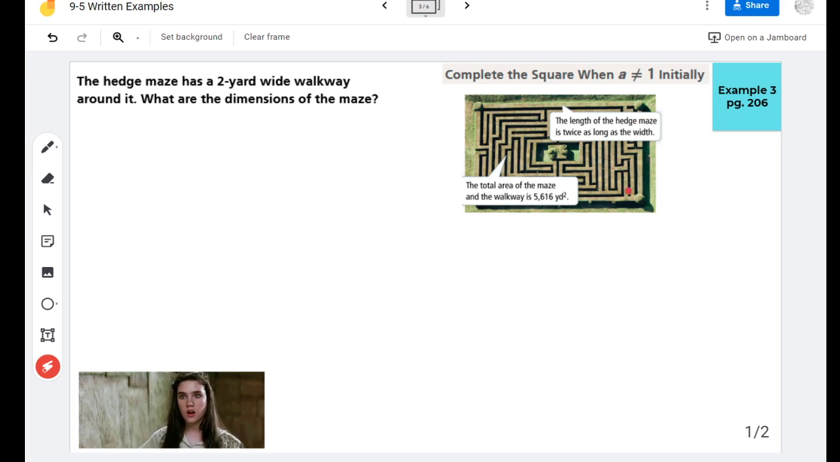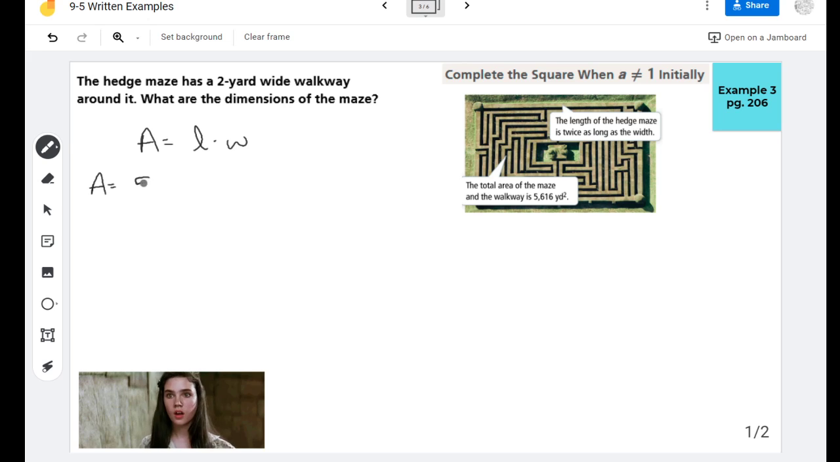So the first thing worth noting, it says the length of the hedge is twice as long as the width, and then they give us the total area of the maze. Now this maze is in the shape of a rectangle, so to find the area of a rectangle you would do the length times the width. So if I can find expressions for each of these things, I can plug them into this formula and call it good. Now they tell us what the area is, right? They call it 5,616 yards squared.